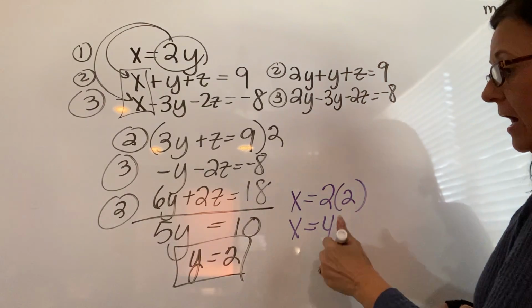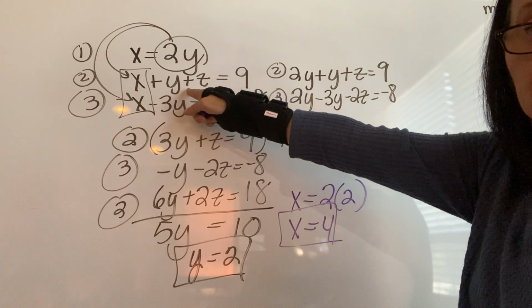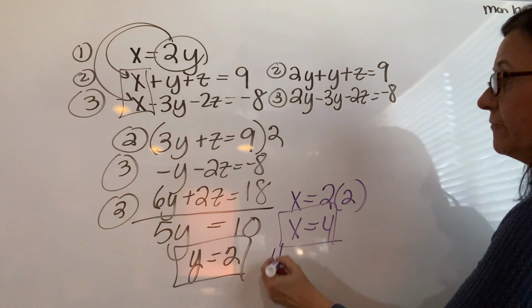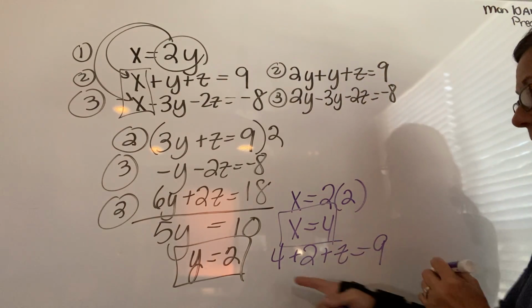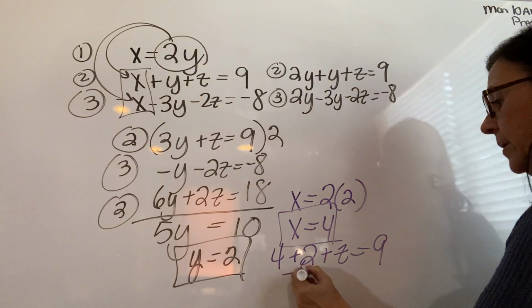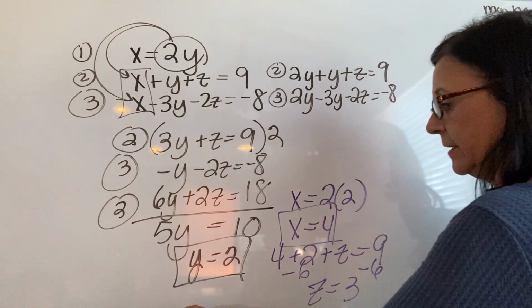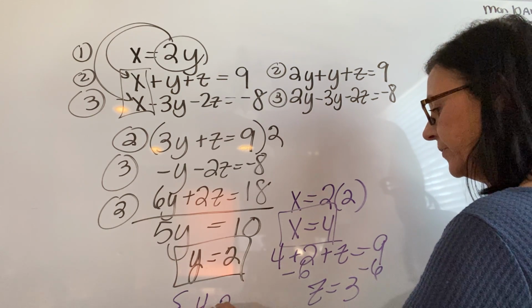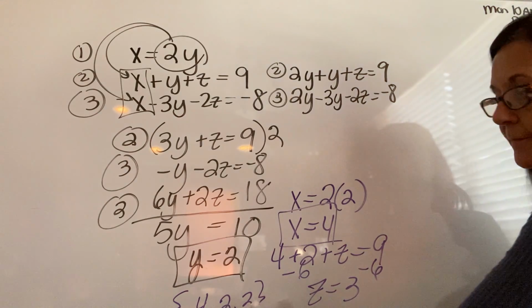All right, now I have x, I have y. I'm going to plug this back into equation 2 and solve for z. So 4 plus 2 plus z is 9. That's 6. When I subtract 6 on both sides, the value of z is 3. So actually, I can write this as 4, 2, 3 in alphabetical order, x, y, z.